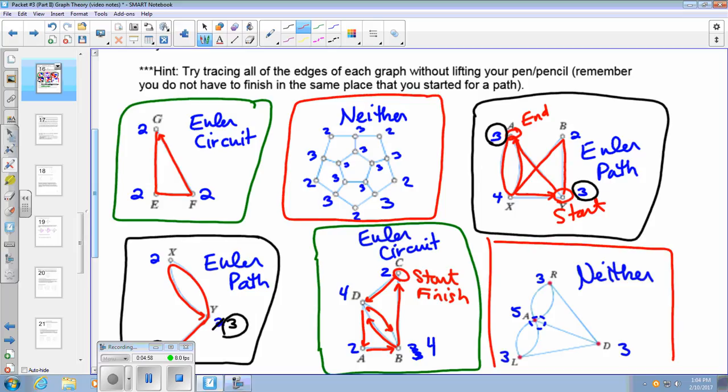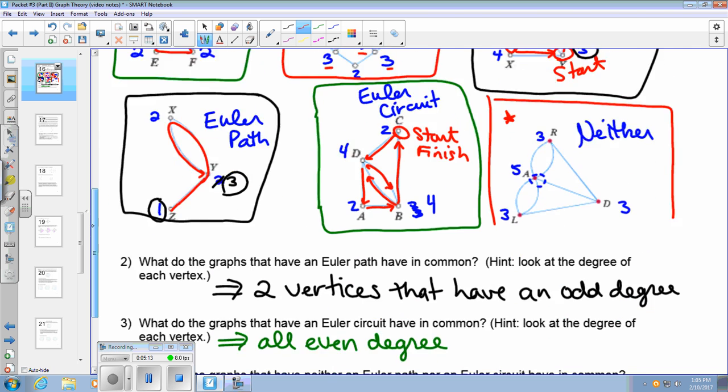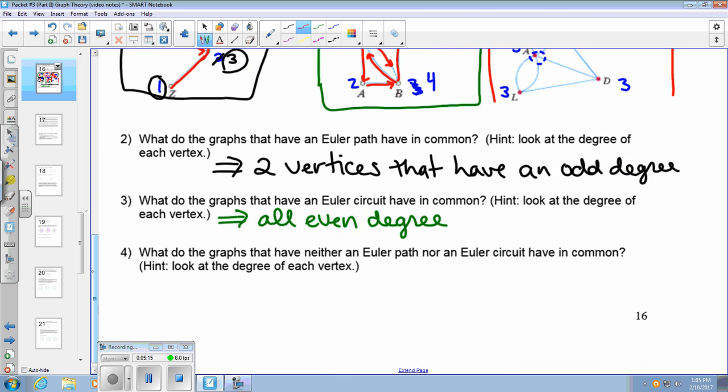Notice they have more than 2 odd degrees. In fact, this one at the bottom, all the vertices have an odd degree. This one has 1, 2, 3, 4, 5, 6, 7, 8, 9, 10 odd degree vertices, and looks like 5 even degree vertices. So how they're different from the other two, from the Euler path and the Euler circuit, they have more than 2 odd degree vertices.